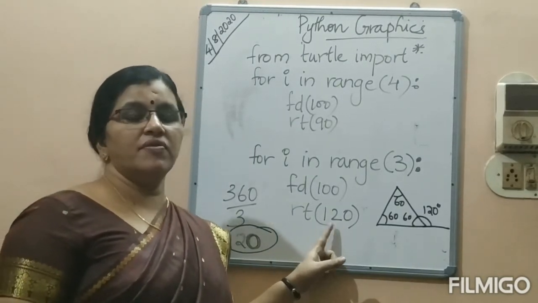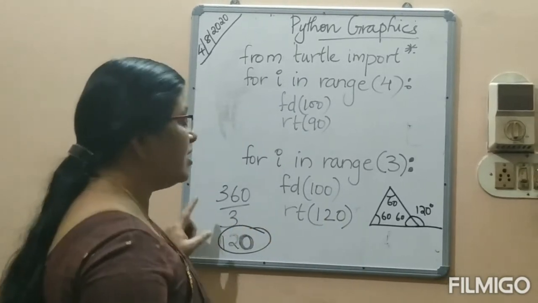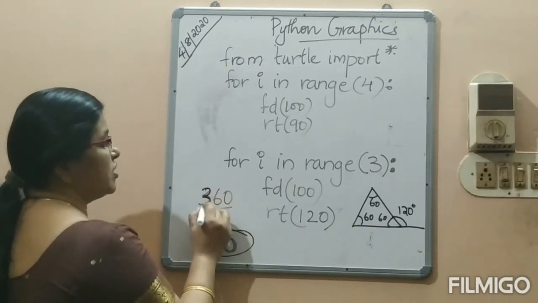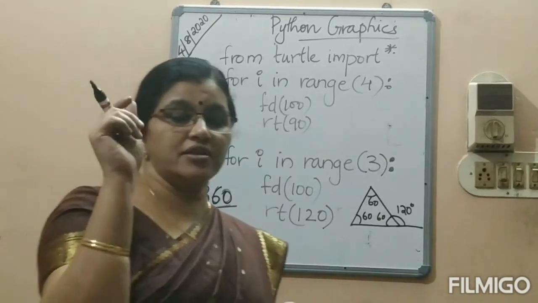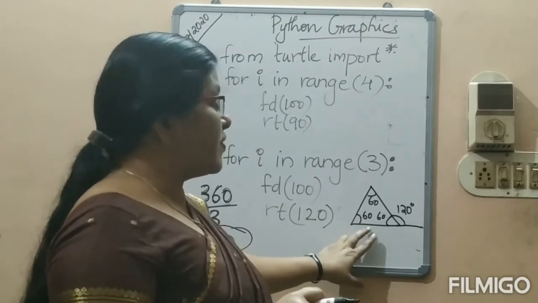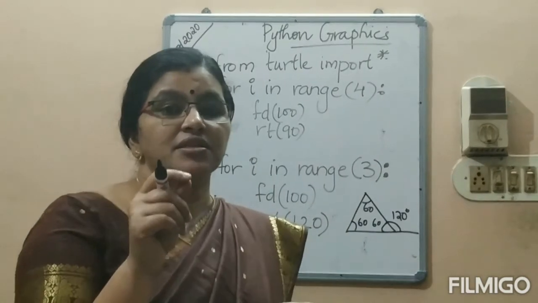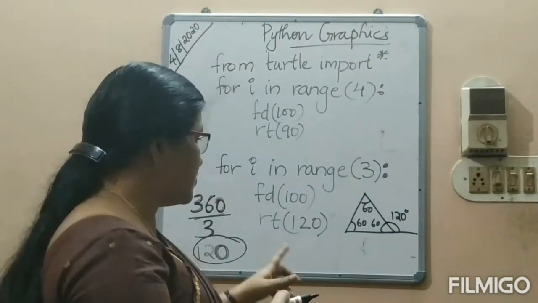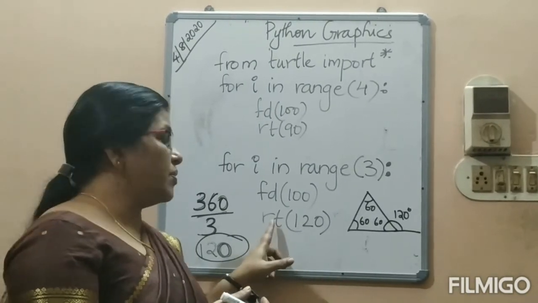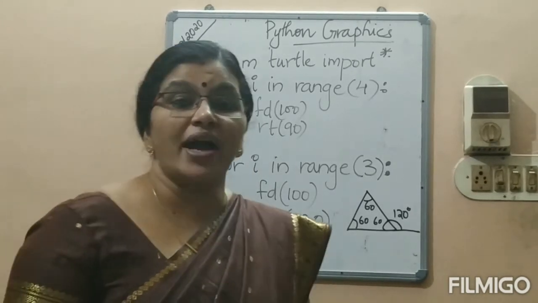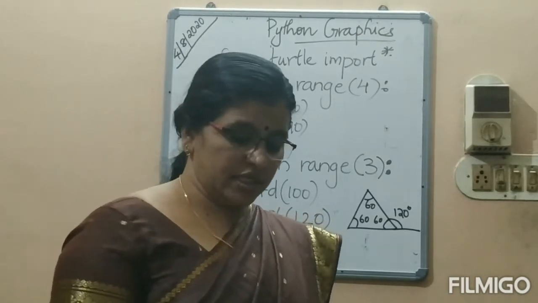Is it clear to you? We will be taking the external angle, that is 120. How will you find the RT? You have to divide 360 by the number of sides. Write it on the right side of this. Draw a box and write: to find the number of turns. Number of turns means the right turn or left turn, whatever you are turning. Number of turns equals 360 divided by number of sides.